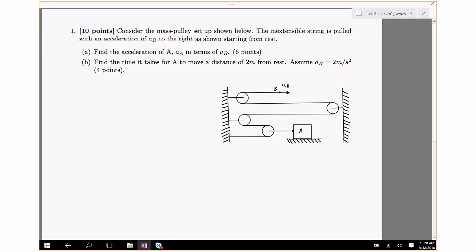Okay, so consider the mass pulley setup shown below. The inextensible string is pulled with an acceleration of aB to the right as shown, from rest. Find the acceleration of A in terms of aB.